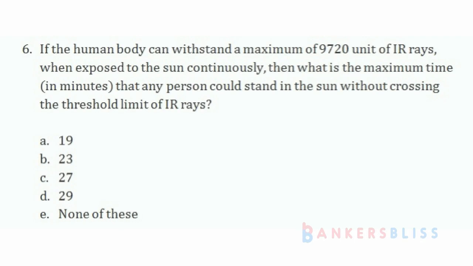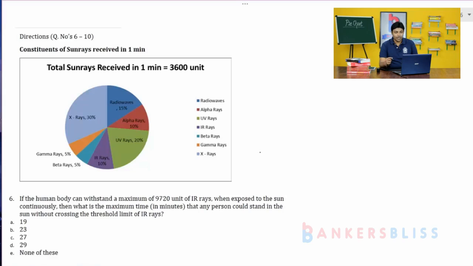Now, if the human body can withstand a maximum of 9720 units of IR rays, see here, in 1 minute we are receiving only 3600, but in the question they are telling, if the human body can withstand a maximum of 9720 units of IR rays, means only IR rays we can withstand a maximum of 9720 units when exposed to the sun continuously. Then what is the maximum time in minutes that a person could stand in the sun without crossing the threshold limit of IR rays? Means, per minute how much IR rays we can receive.